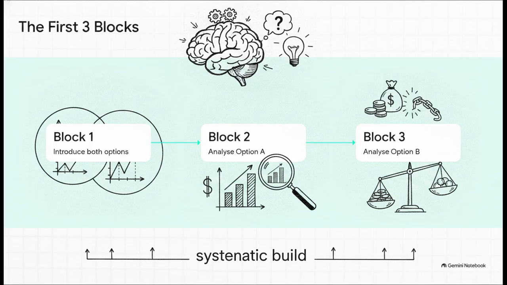Honestly, grab a pen because this structure is going to completely change how you approach your economics papers. The Jai Classes methodology builds your essay systematically through 4 distinct blocks. For this explainer, we're going to heavily focus on the first 3 blocks because those are what secure those critical 8 analysis marks. Step 1, introduce both options. Step 2, analyze option A. Step 3, analyze option B.